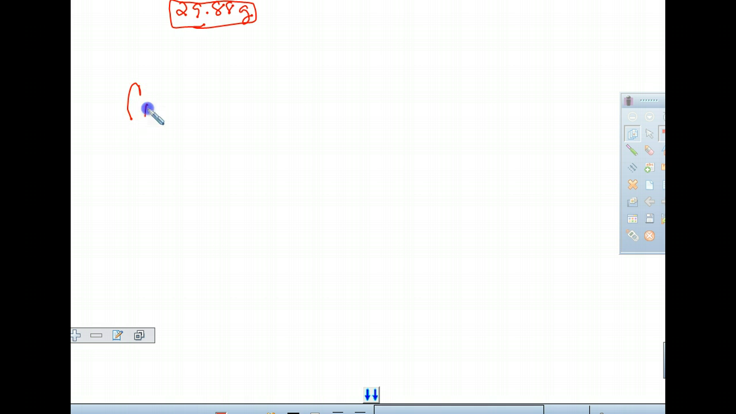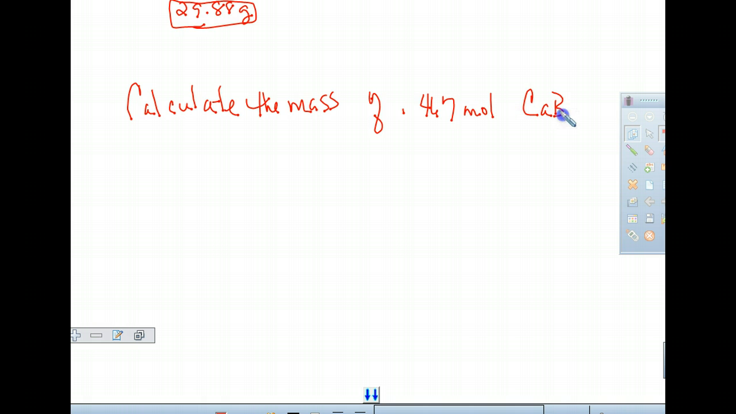If I'm given a problem that says that I need to calculate the mass of 0.467 moles of calcium bromide. Okay? Calculate the mass of 0.467 moles of calcium bromide. In order to solve this, I need to know a couple of things. I need to know the molar mass of calcium bromide, and I need to write down that they have given me 0.467 moles of it. So let's go ahead and start this. 0.467 moles of calcium bromide.